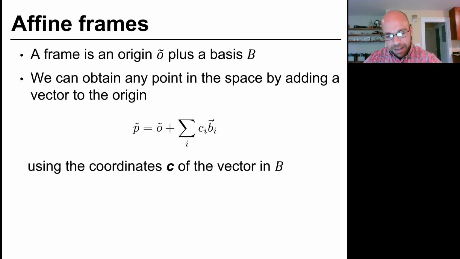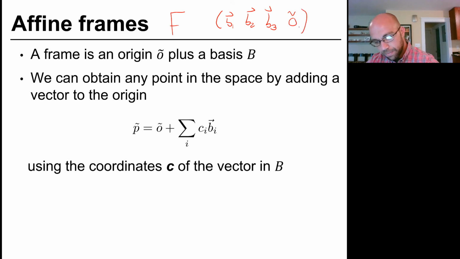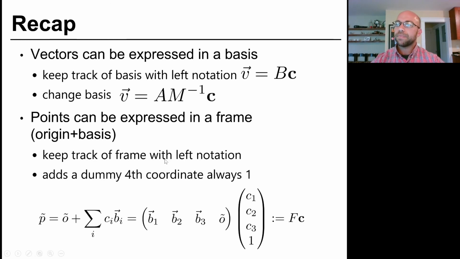So we defined a matrix F. Remember that F had B1, B2, B3, and then the origin. And we can call that an affine frame. Essentially, the frame is an origin plus a basis. So that way I can describe any point as the origin plus a displacement. And so this allows us to continue to use coordinates, not just of a vector, but also of a point.